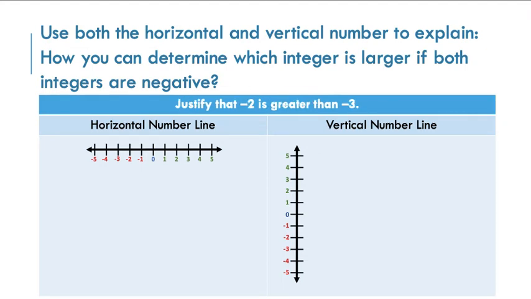And then here we have a similar problem. So this time you're going to use your number line to explain that -2 is greater than -3, okay? Remember to use both the horizontal number line and the vertical number line and have an explanation for each. And that's it.